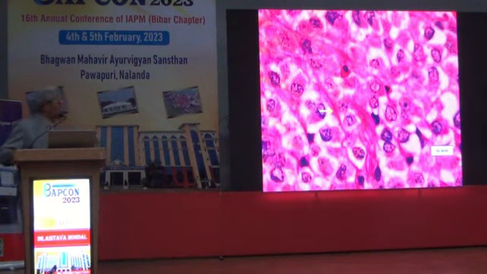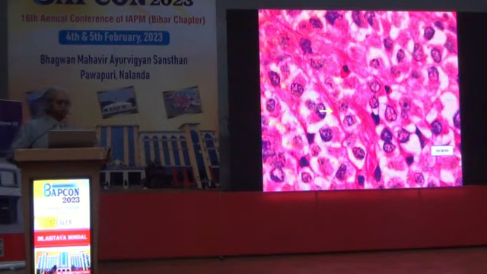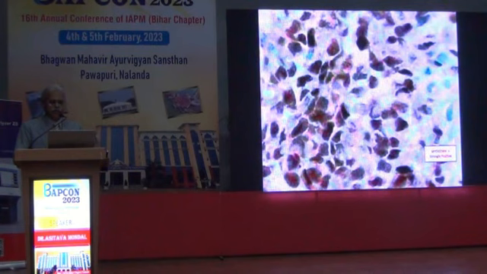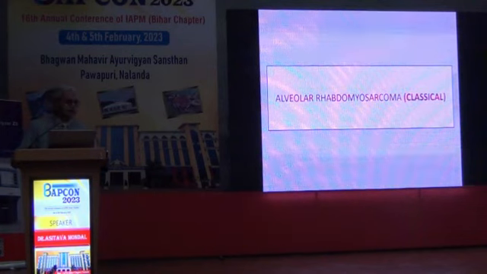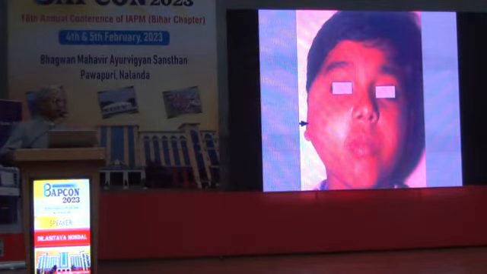And these are the cell blocks. See how beautiful it comes. The connective tissue strands, we can make out the cells are rounded, with prominent nucleolus and mitotic figures. This is the cell block that we have prepared, and desmin is positive, and myogenin is strongly positive. So, what is the diagnosis? Alveolar rhabdomyosarcoma, classical.